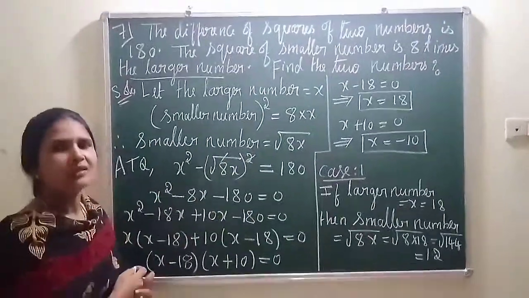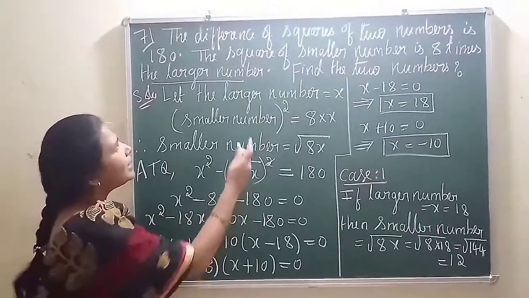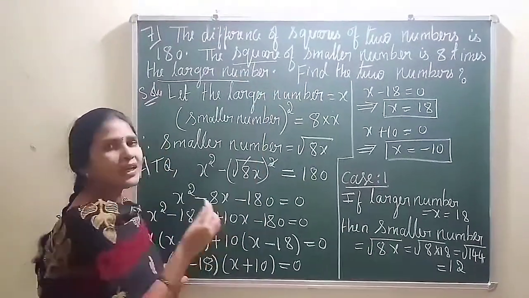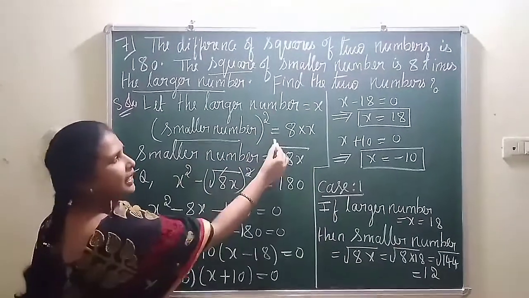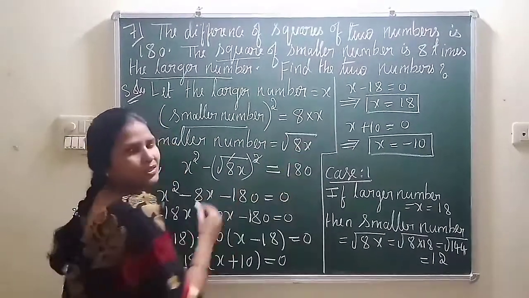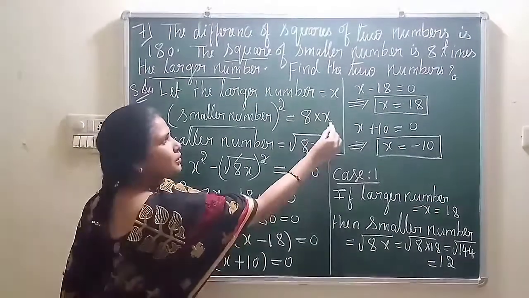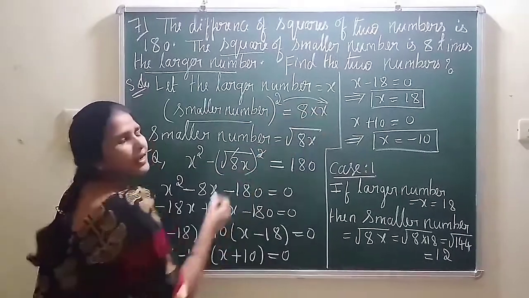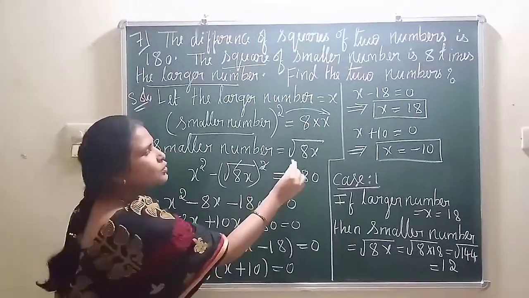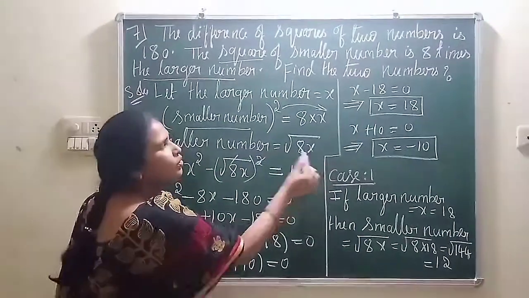So we assume the independent variable, that is the larger number, as x. And he has given that the square of the smaller number is 8 times x. Already told you, times means into, so 8 into x. Now, whenever I shift this to this side, it becomes a root. So the smaller number is the square root of 8x.